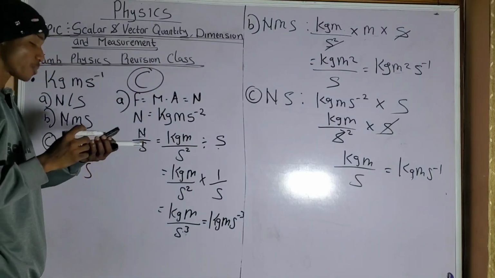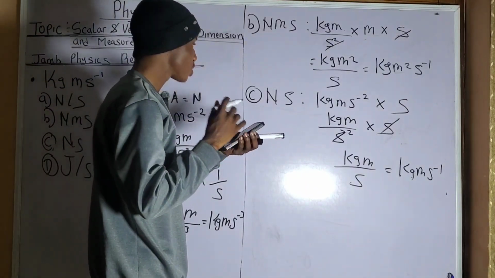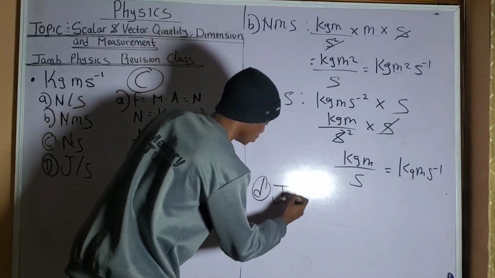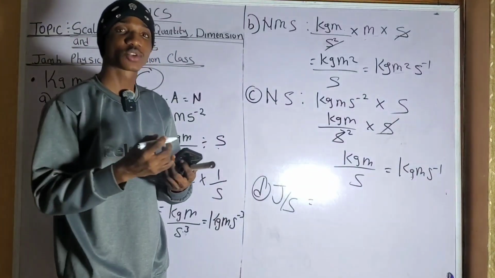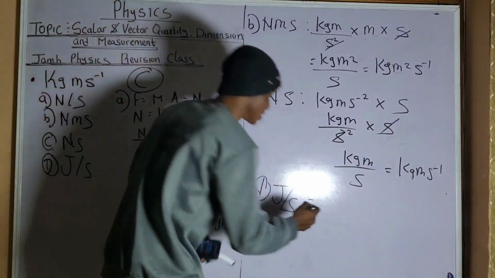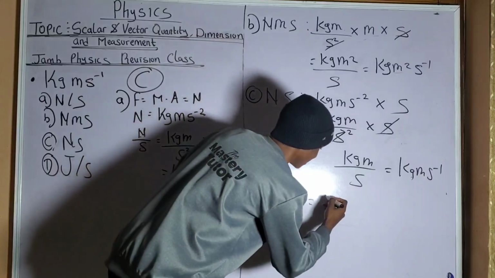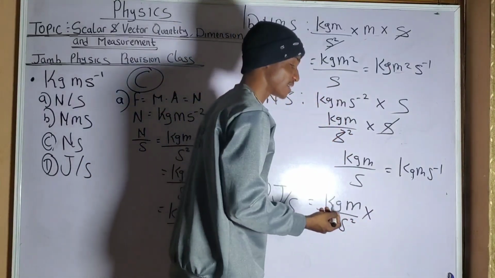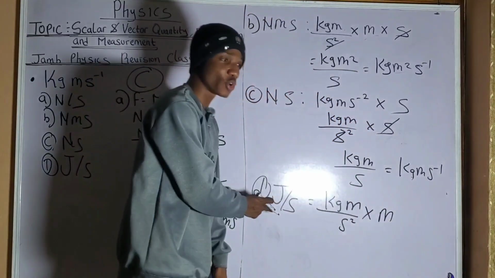Let us look at the fourth option, which is joule per seconds. That is option D. Joule is the unit of work done. And work done is force times distance, right? Force is kilogram meter per second squared. So I'm going to have kilogram meter per second squared multiplied by distance. Distance is measured in meters, so I'm going to have times m. This alone that you see here is work done, which is the unit of joule.